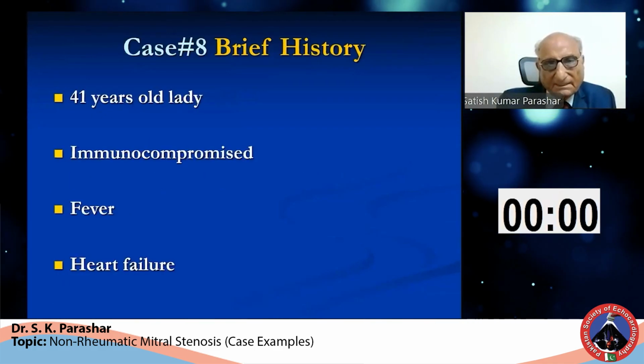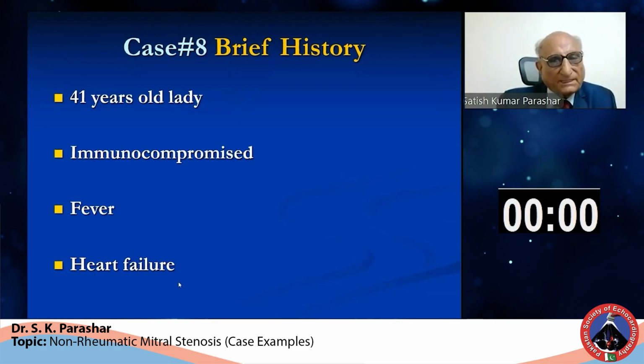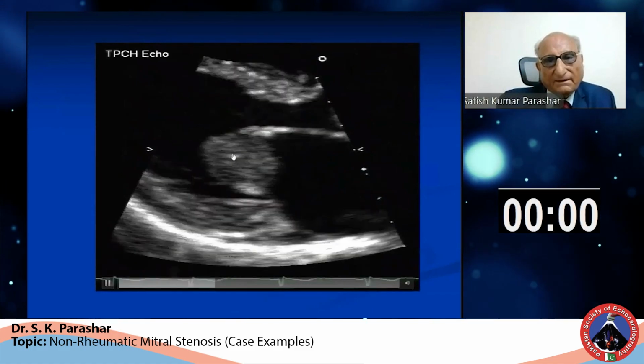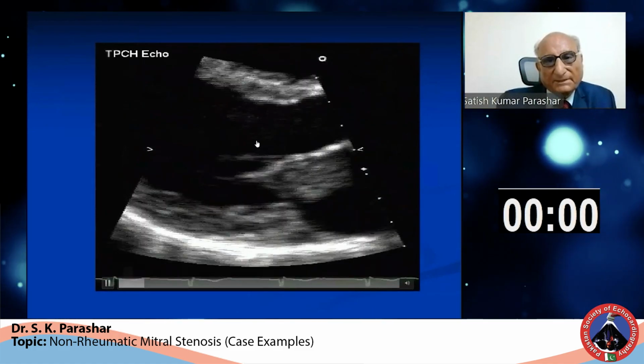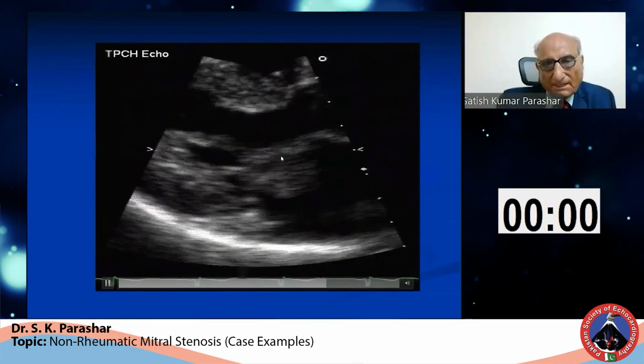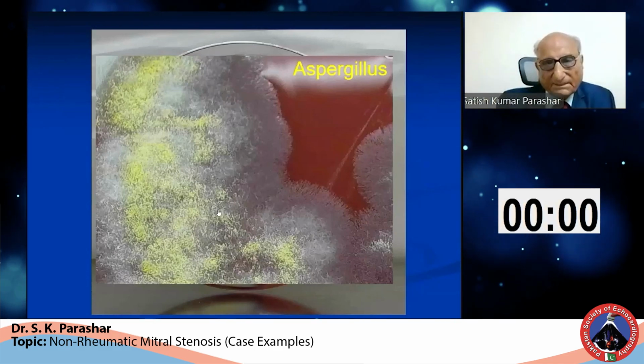And here you see a 41-year-old lady, immunocompromised, with fever and heart failure. There was a mass. This could have been a vegetation or the presence of a tumor, and this turned out to be aspergillus, which was going and coming in the mitral valve.